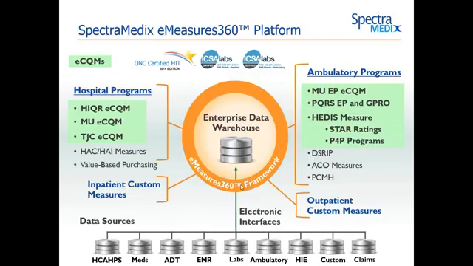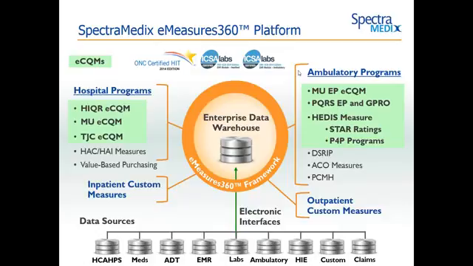So our eMeasures 360 platform, first and foremost, we're certified for all 29 hospital eCQMs. So we can help you report on the 4 mandatory HIQR eCQMs this year, along with meaningful use and the Joint Commission. We can also build measures for HAC-HAI, value-based purchasing, and any other custom initiatives your hospital, your health system might have. On the ambulatory side, we're certified for all 64 eCQMs to report for PQRS and meaningful use.